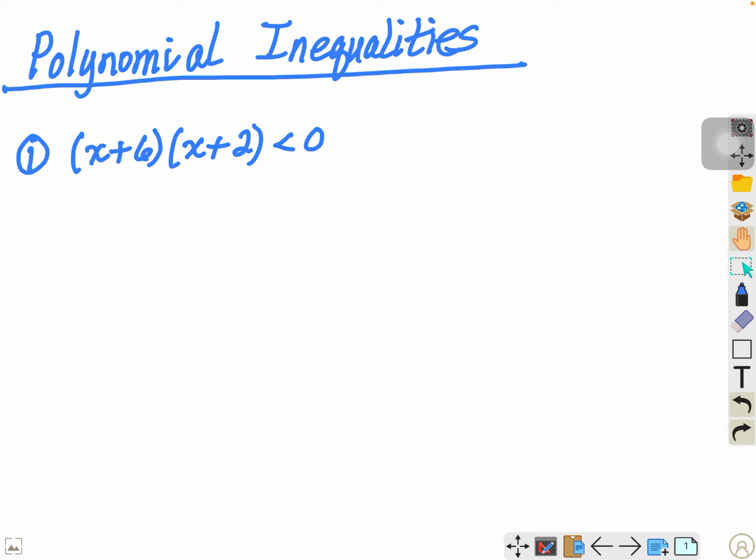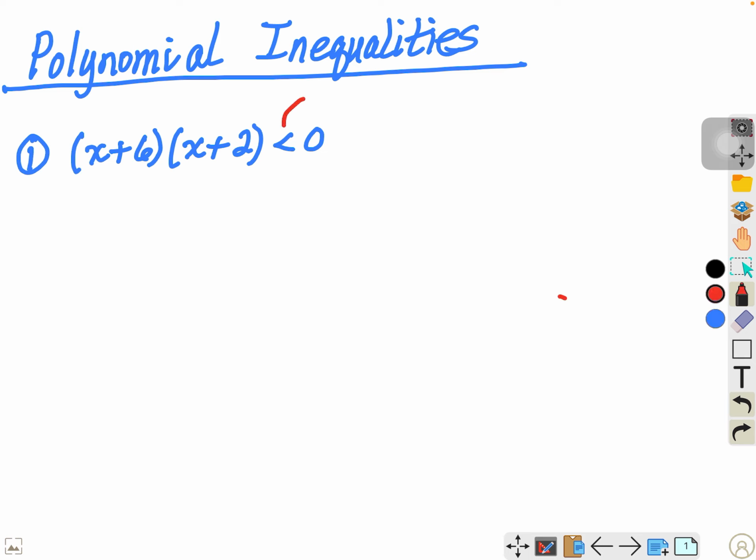So we need to start by finding our critical values. We're going to be using the zero product property, which states whenever you have two factors multiplied together and the product is 0, one of those factors must have been 0. One or both must have been 0. So let's just analyze the problem first.